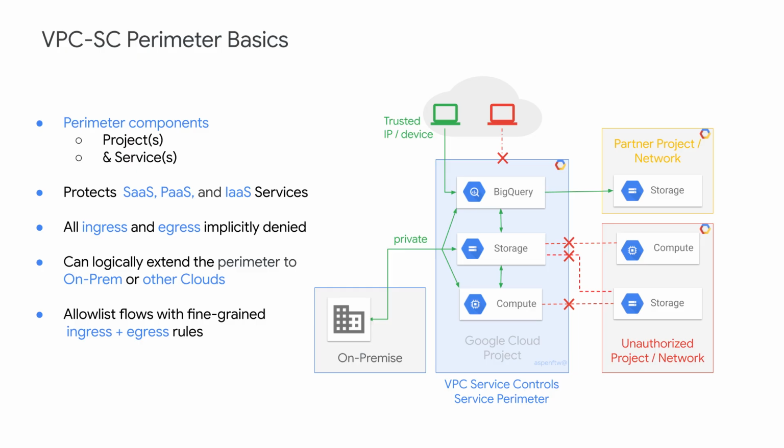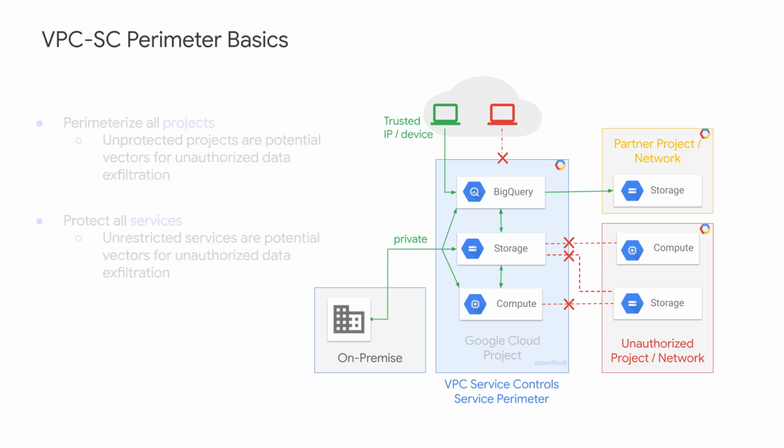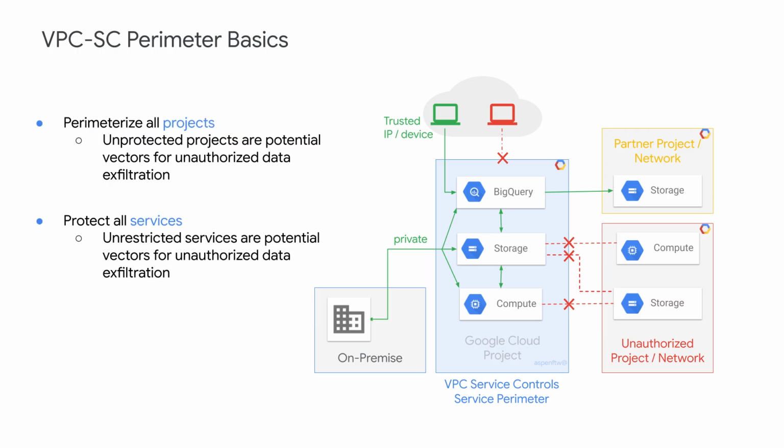For context, the content that I'm covering here assumes you already know the basics of how VPCSC perimeters work. You put projects into your perimeter and you restrict the services that you want VPCSC to protect. Then you allow list flows as needed. That said, jumping right in, I'll cover a few basics first. Google's best practice recommendation is to perimeterize all projects and protect all services. The reason for this is that any unprotected projects or services are potential exfil vectors out of your org, which is exactly what VPCSC is intended to prevent.